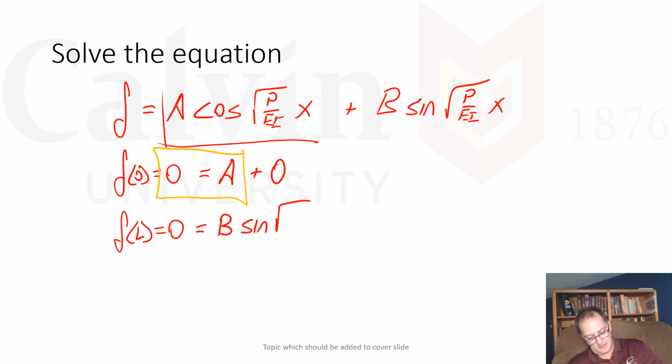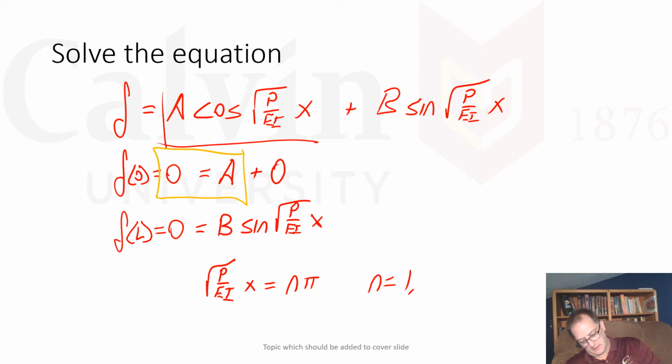sine of square root of P over EI x. So that is going to be true whenever square root of P over EI x is equal to n pi, where n can be equal to 1, 2, 3, 4. But which one do I care about?